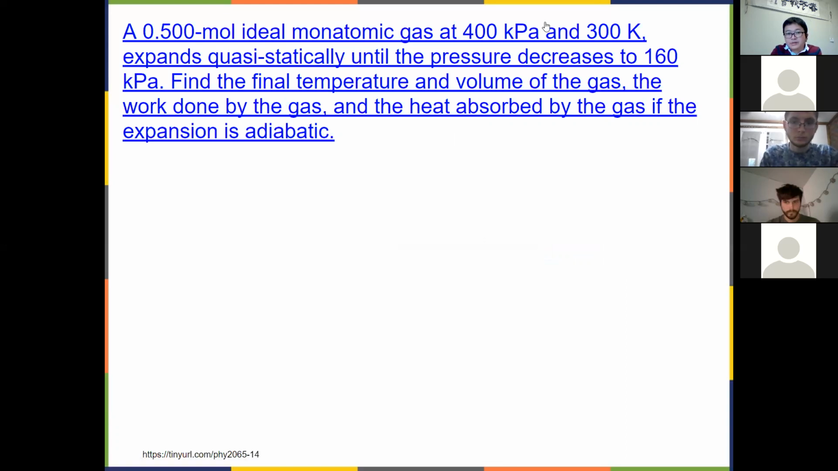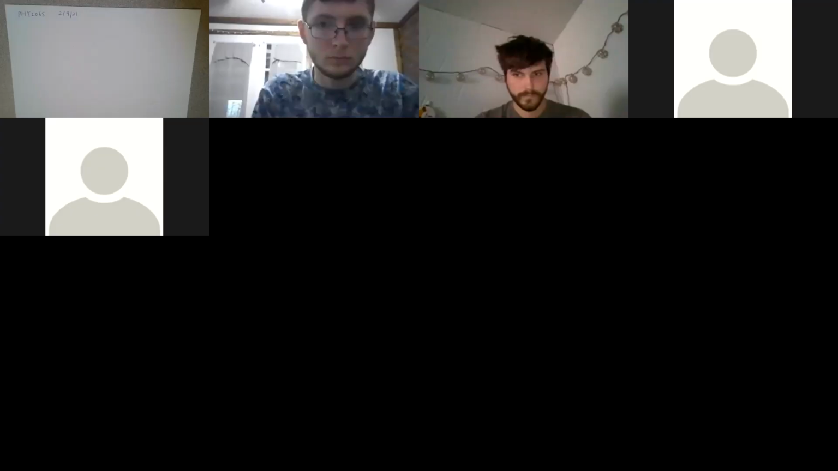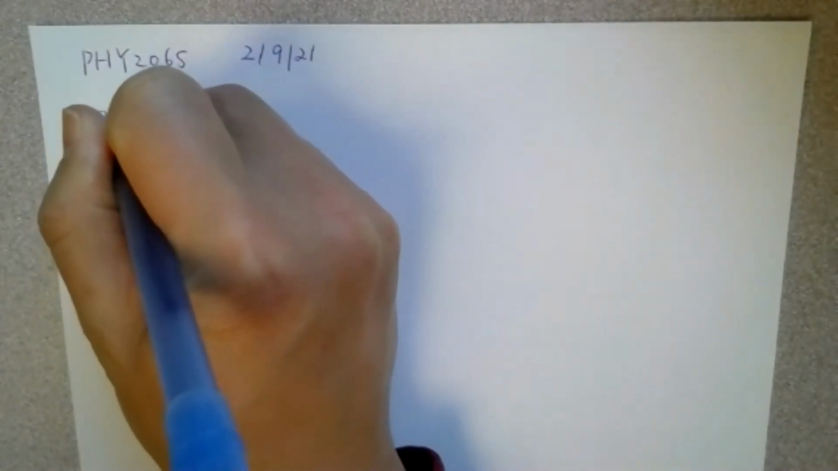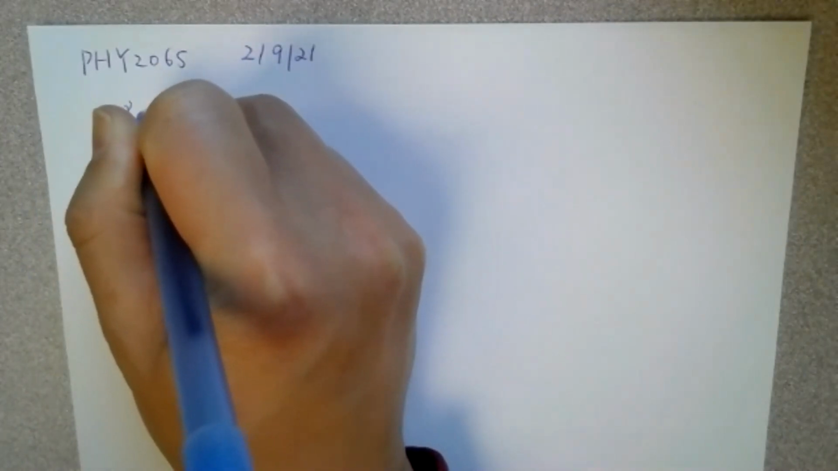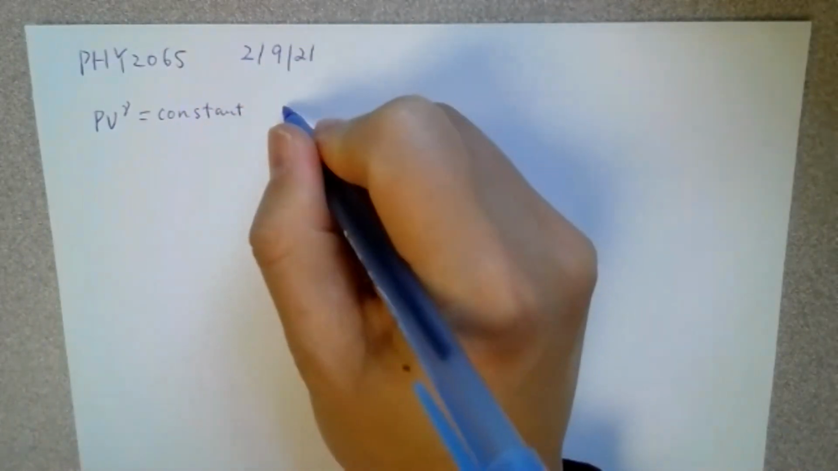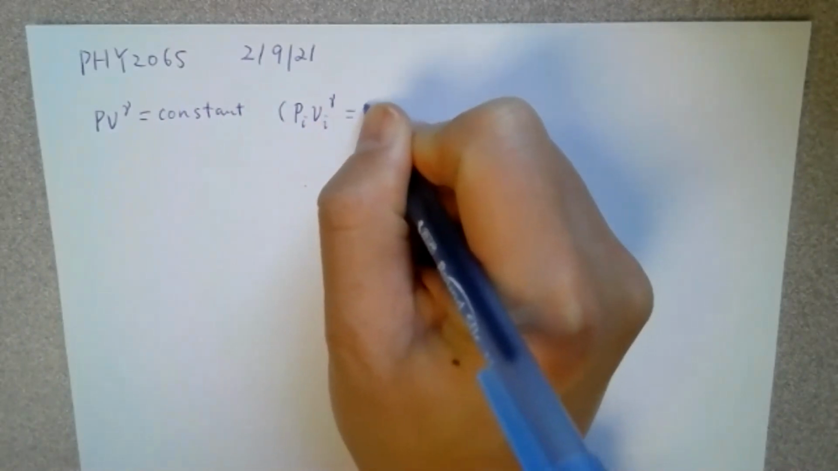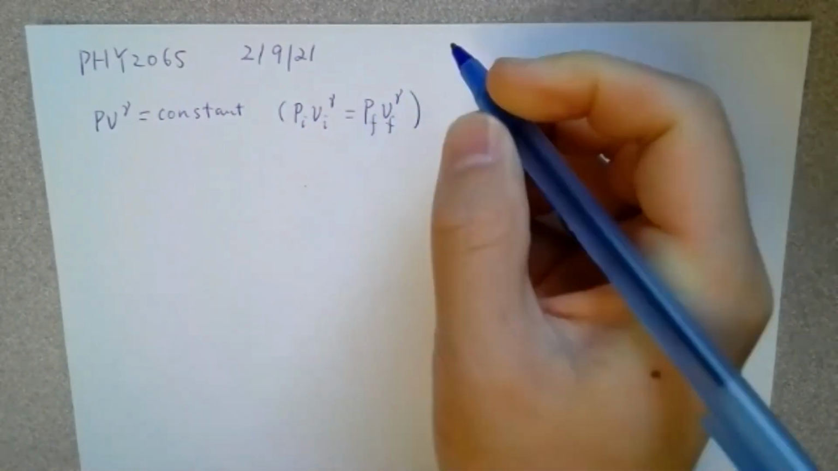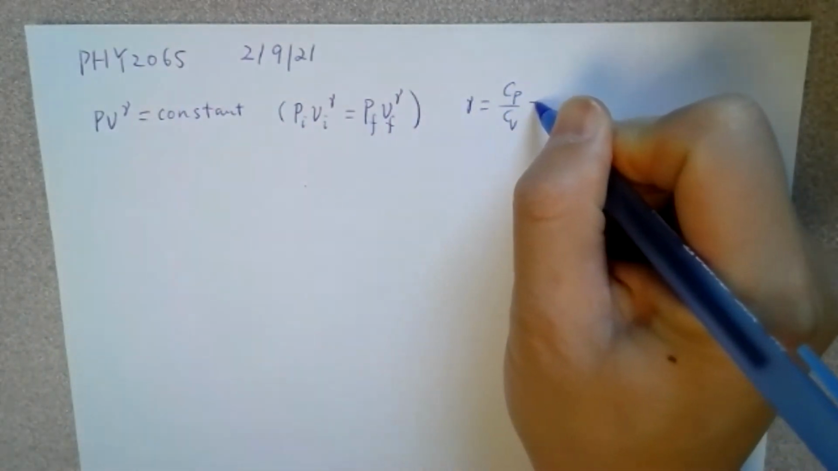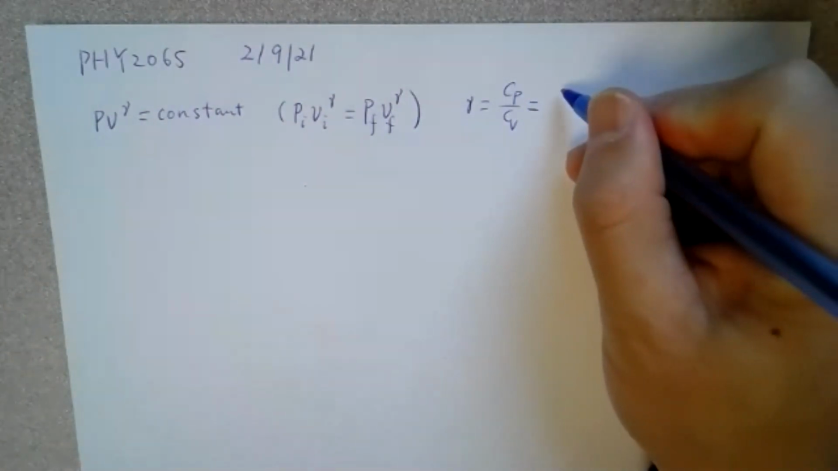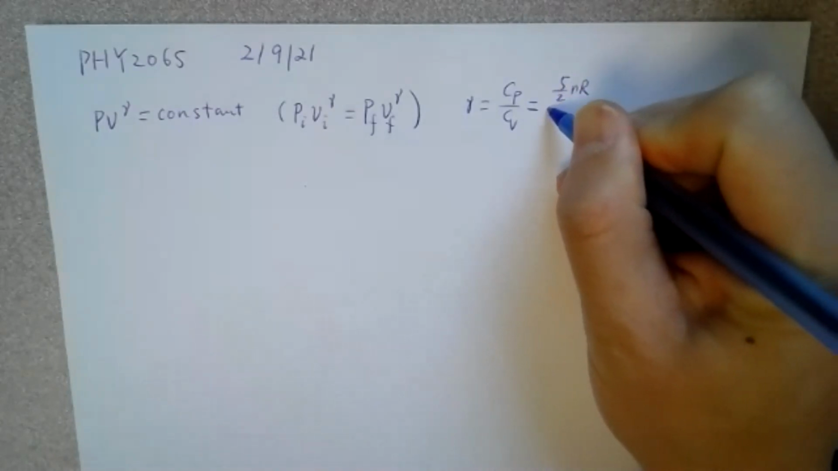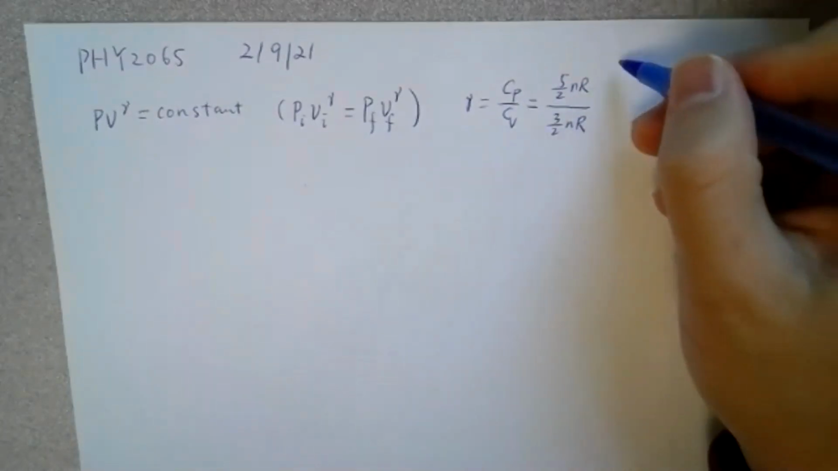So let's take a look at the solution on this one here. For this problem, we know it's an adiabatic process. So you can write the equation; this is the equation you can start with: PV to the gamma power equals constant. In other words, P initial V initial to the gamma power equals P final V final to the gamma power, okay? Where gamma is equal to Cp over Cv. This is for a monatomic ideal gas, so Cp would be 5/2 nR and Cv would be 3/2 of nR.